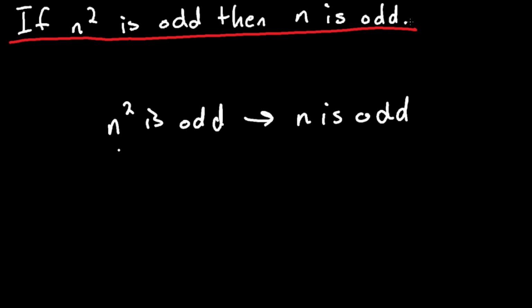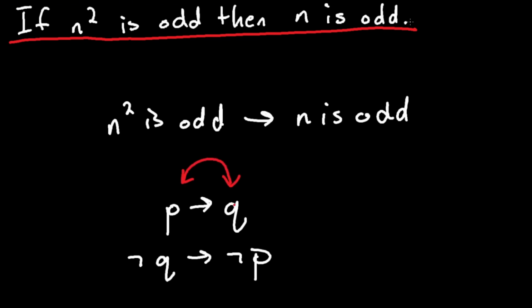Let's go ahead and write the contrapositive of this. What's the contrapositive of a conditional? Well, if we have p implies q, then the contrapositive is not q implies not p. So first off, you flip the condition and the conclusion, and you also invert both of them. So this right here is the contrapositive.